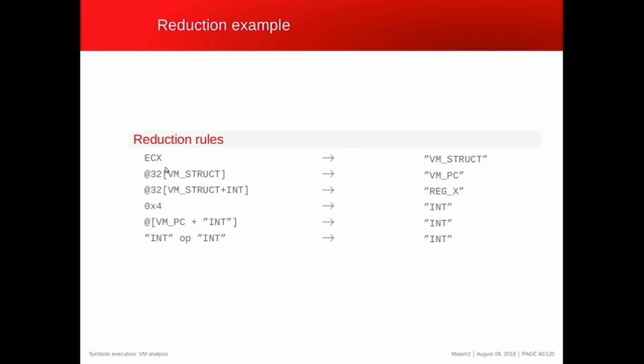So here are the reductions. These are obviously the reductions that I explained earlier. You have ECX, which is reduced as VM struct. This memory dereference gives VMPC. This one gives a register, and we don't know which register it is. 4 will be reduced, for example, as integer. And the lookup at PC plus an integer will give an integer, because obviously it's the immediate value of an opcode. And if you have an operation between 2 integers, obviously it will give an integer.